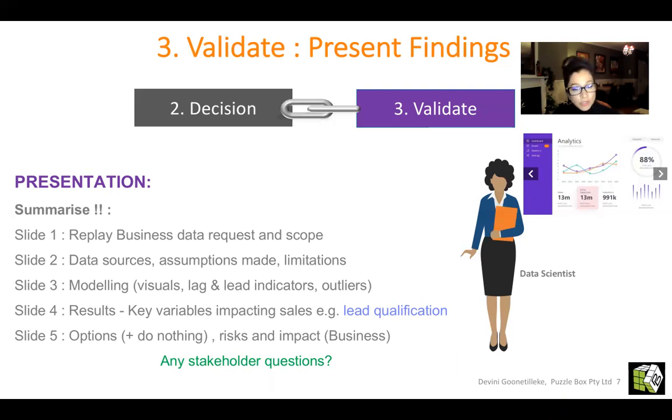We look at the options. So you've got to remember that you're not the decision maker. Jo's the decision maker. So she will want to have options. She will want to know, okay, if lead qualification is a key variable, what might be another key variable? So lead qualification might be number 1, marketing might be number 2. To change marketing might be more costly, lead qualifications much cheaper. So give and present those options to the decision maker. Then look at both the risks and impacts of those decisions.